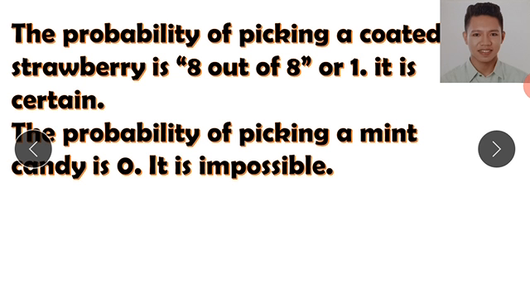Then next, the probability of picking a coated strawberry is 8 out of 8. Why 8 out of 8? Because all the strawberries in the box are coated with chocolate. So 8 out of 8 or 1. It is certain, or 100%, to happen. The probability of picking a mint candy is 0. Why 0? Because there is no mint candy in the box.